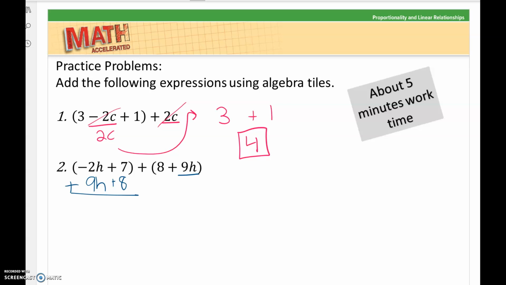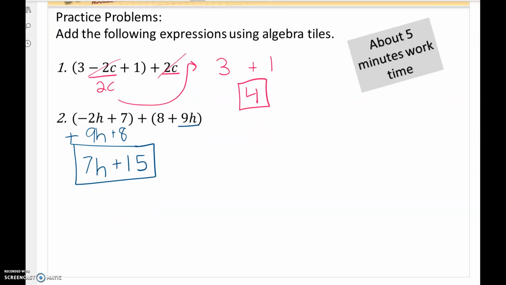So negative 2 plus 9, similar to 9 minus 2, right? Whenever a number is negative, it's like we're taking it away. So we get 7h. And then we add up 7 and 8, both positive, so we just add those together to get 15. So 7h plus 15 is our simplified version.